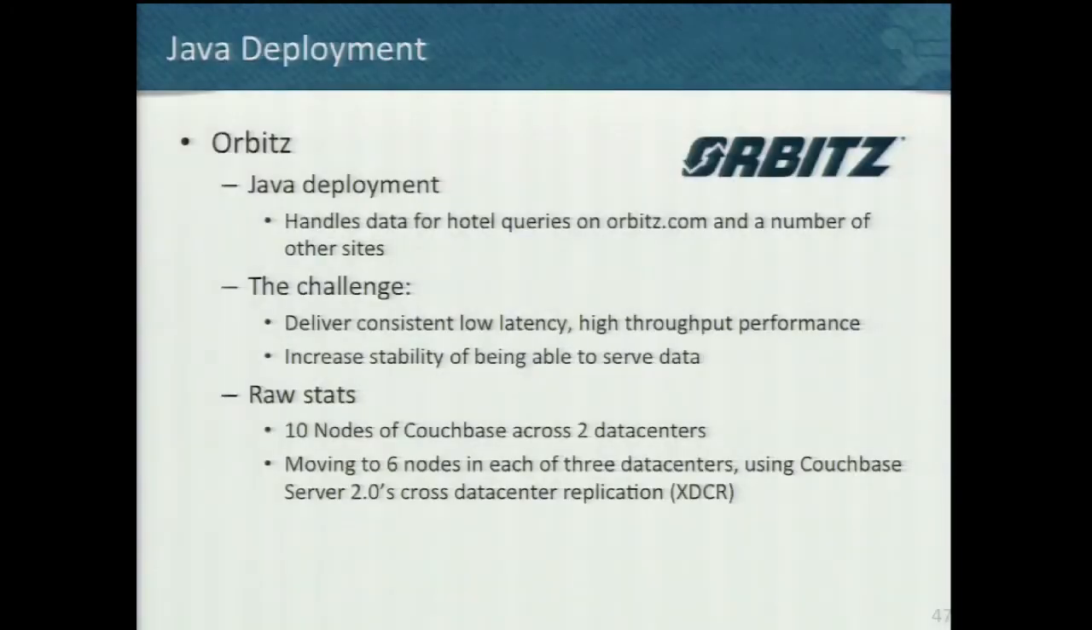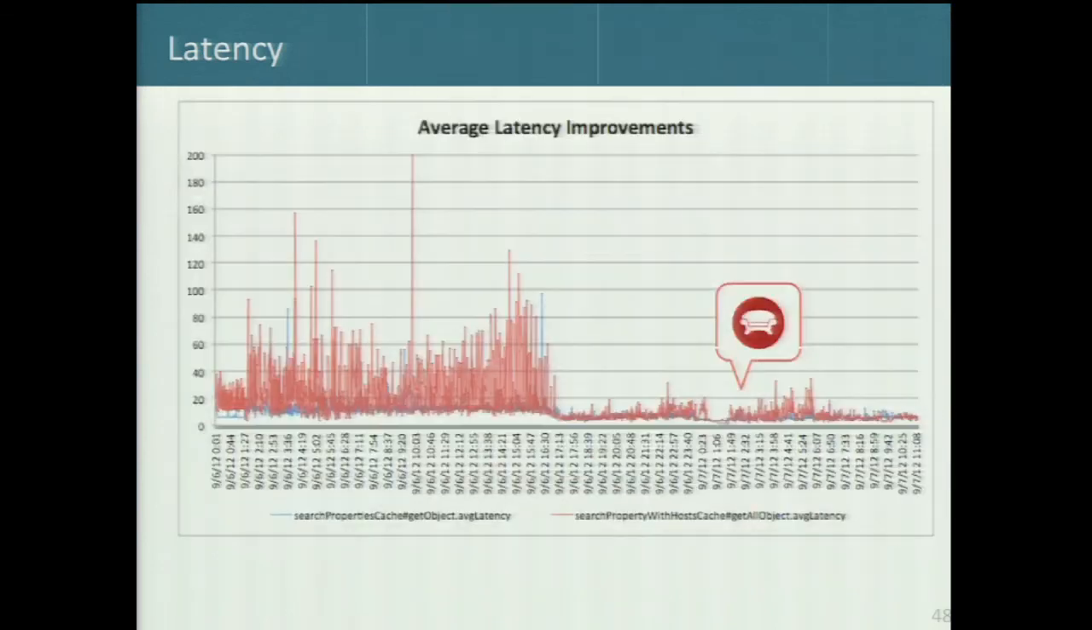So one example here is Orbitz. Orbitz is a Java deployment, and very recently, they shifted their hotel queries. So the data behind the hotels is actually running on a series of Couchbase clusters. It's 10 nodes currently across 2 different data centers, and they're planning to expand that a little bit to other environments.